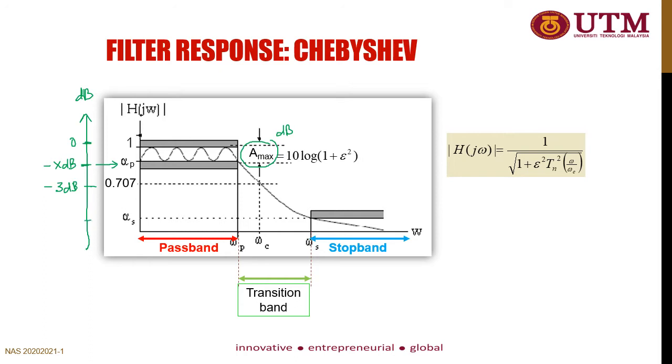And then alpha s, the stop band gain, you have, for example, negative y dB. The stop band gain has the stop band frequency at omega s, and then the cutoff frequency omega c at minus 3 dB, and then you have omega p, the passband frequency in radian per second for the passband gain area.